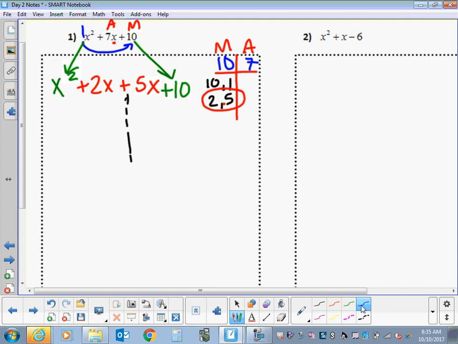Now I'm going to break it down between left side and right side. On the left side, what's my GCF? I have x squared and 2x. What do they have in common? Just an x. So my GCF is x.